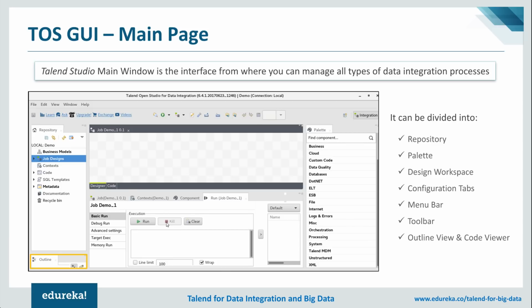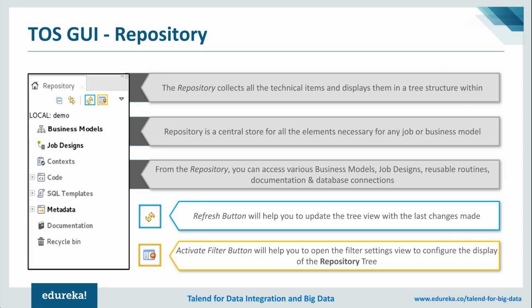So coming in detail, the repository collects all the technical items and displays them in a tree structure. As I told you, it's a central store. All the business models, job related things, everything will be available in the repository section. There are also a few buttons over here which will refresh your repository, and you can also filter. If you have a lot of jobs and configurations already done and want to search for a particular project or particular metadata, you can search over here, right? So this is all about your repository window.